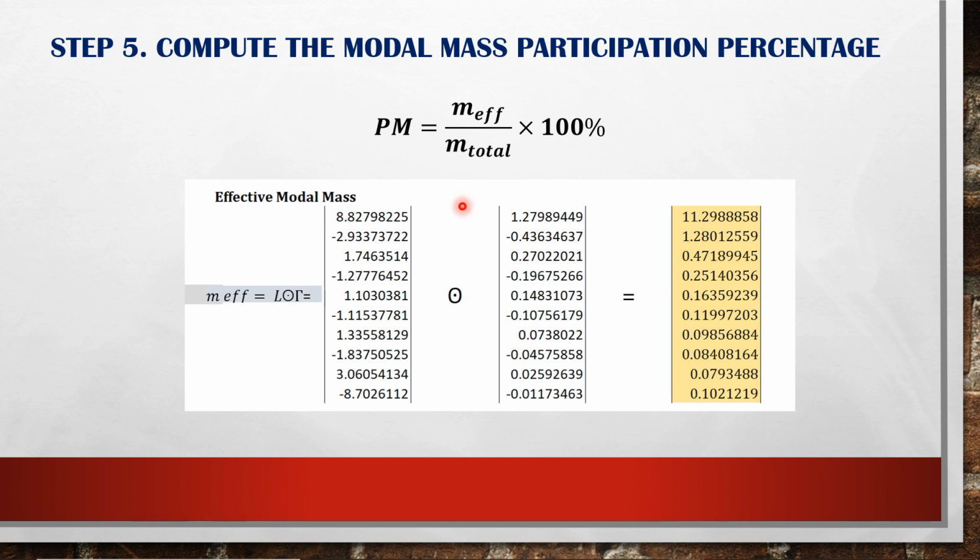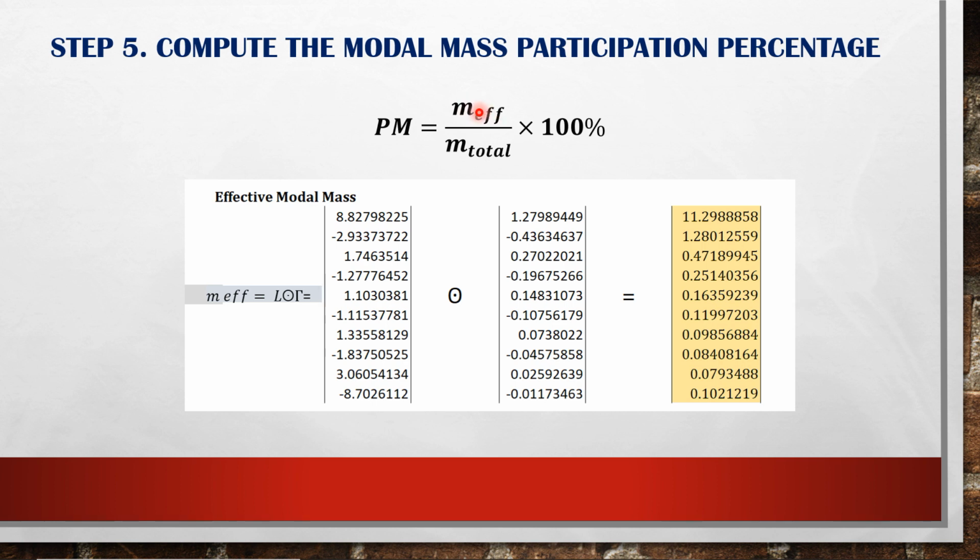8.82798225 times 1.279894449 is equal to 11.29888858. So, for number 2, or for mode 2, negative 2.933733722 times negative 0.43634637 is equal to 1.280125559. So, ayan. Ito yung mga result natin and so on, no? I-multiply natin yan hanggang makabot tayo sa mode 10, no? So, ito yung result. Ito na yung effective modal mass na gagamitin natin, na ipa-plug in natin dito sa equation.